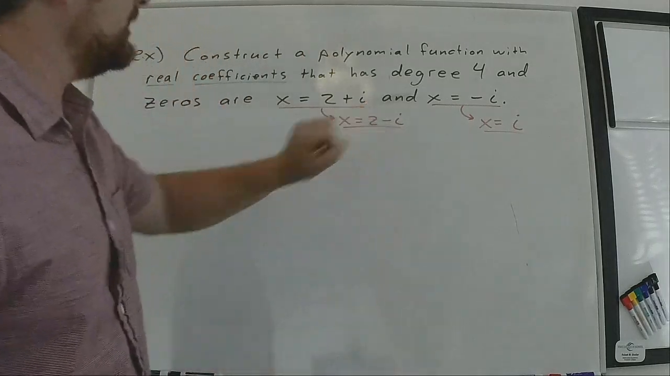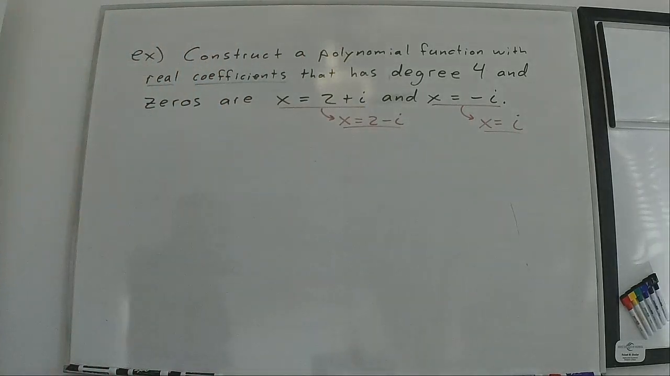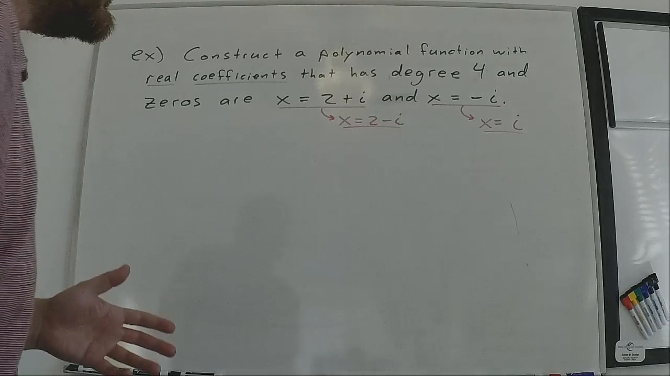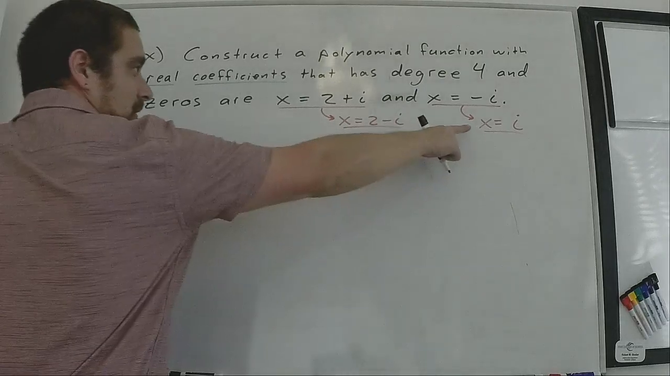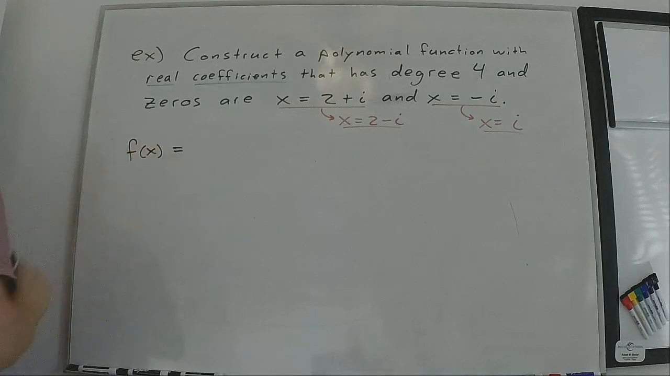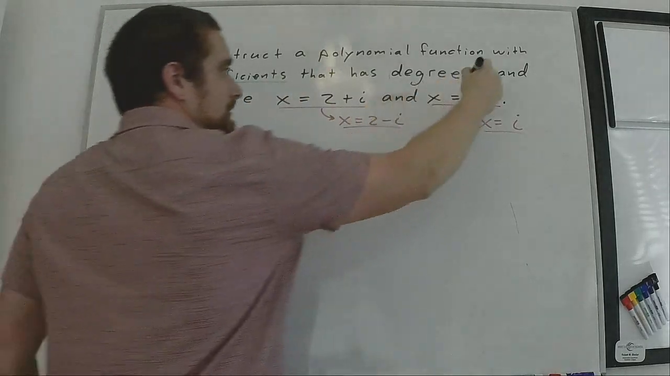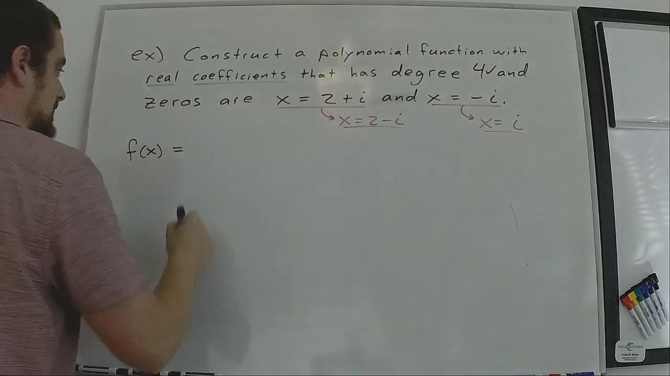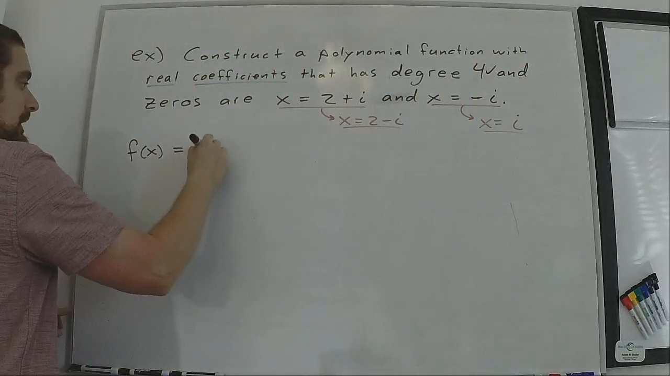So one of them is truly a complex number, and its complex conjugate pops up, 2 minus i. The other one is purely imaginary, negative i, so I get the complex conjugate of that one as well, positive i. So I'm going to call my polynomial function f of x. Since I know these are my 4 zeros and I want degree 4, then I've got all the zeros I need, no more, no less.